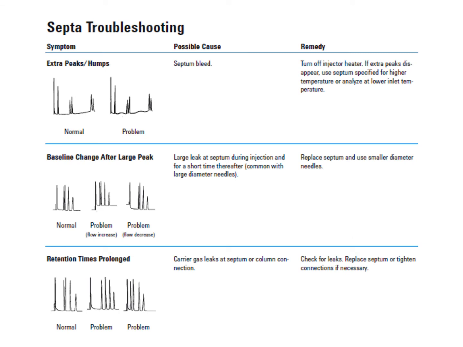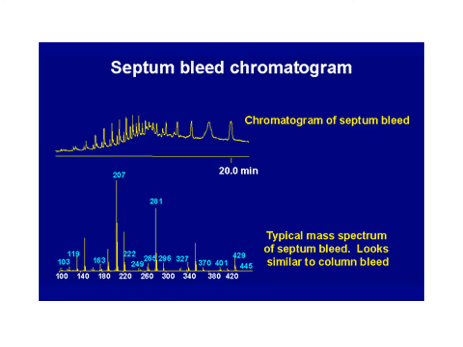Okay, class. I have given examples of the normal peak and the problematic peak due to possible causes. It can be from septum bleed, a large leak at the septum, or a carrier gas leak at the septum. This shows the difference between the normal peak and the problematic peak and how to overcome this. This figure shows the septum bleed chromatogram, and the typical mass spectrum of the septum bleed looks similar to the column bleed as well.